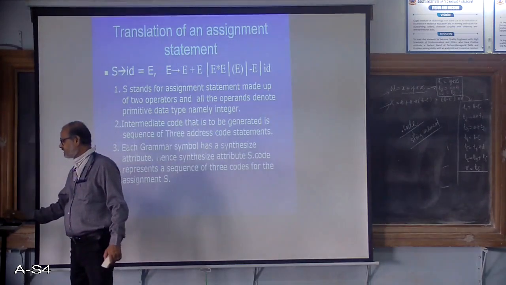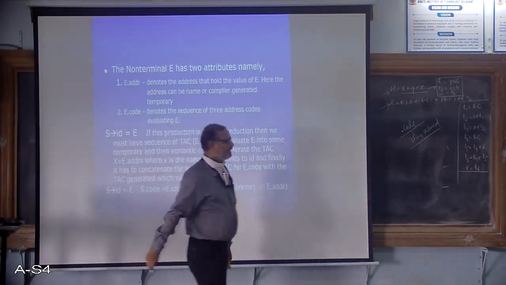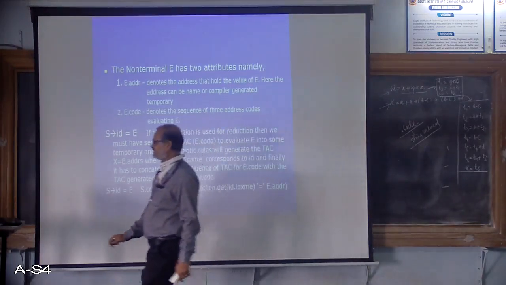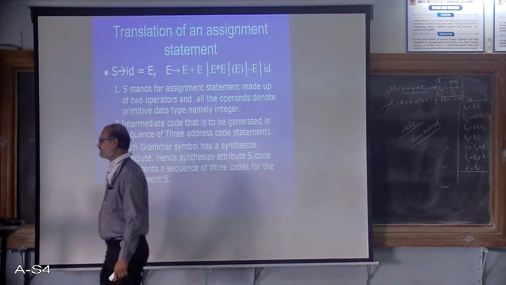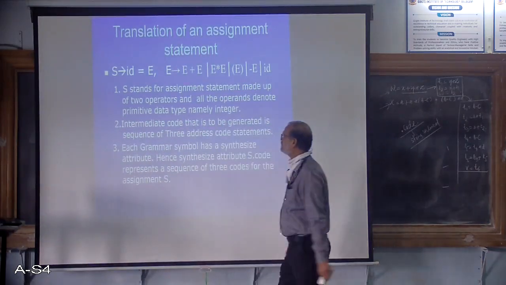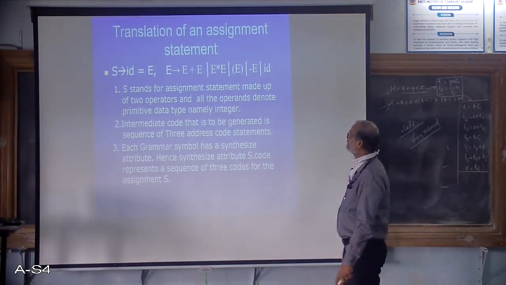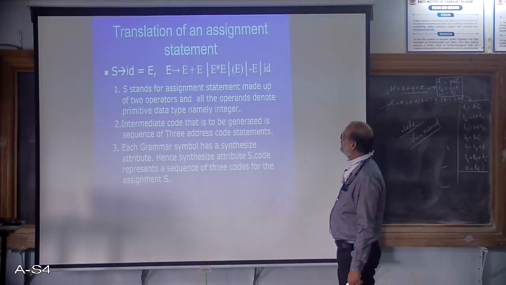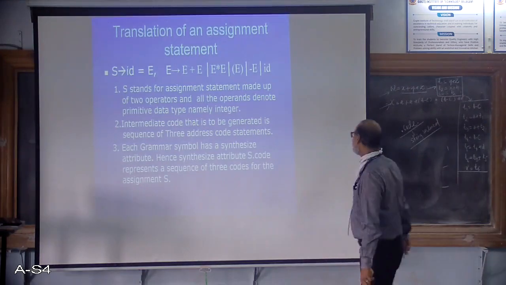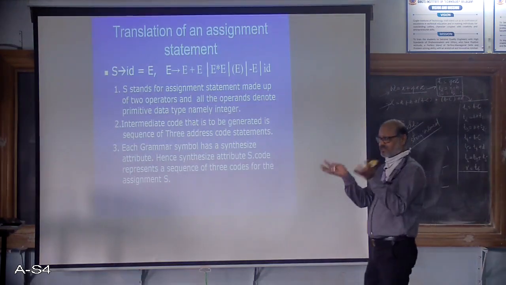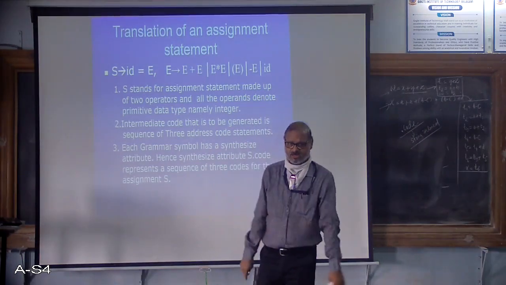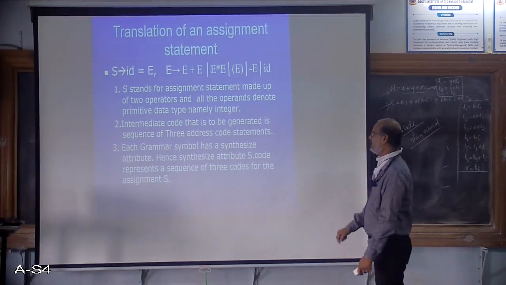Now, there are 2 types of grammar symbols. As you can see in the grammar, there are 2 non-terminal symbols, and there are around 6, 7, 8, 9 terminal symbols. This combination of terminals and non-terminals is called a grammar symbol. So we have to define the attributes for this.